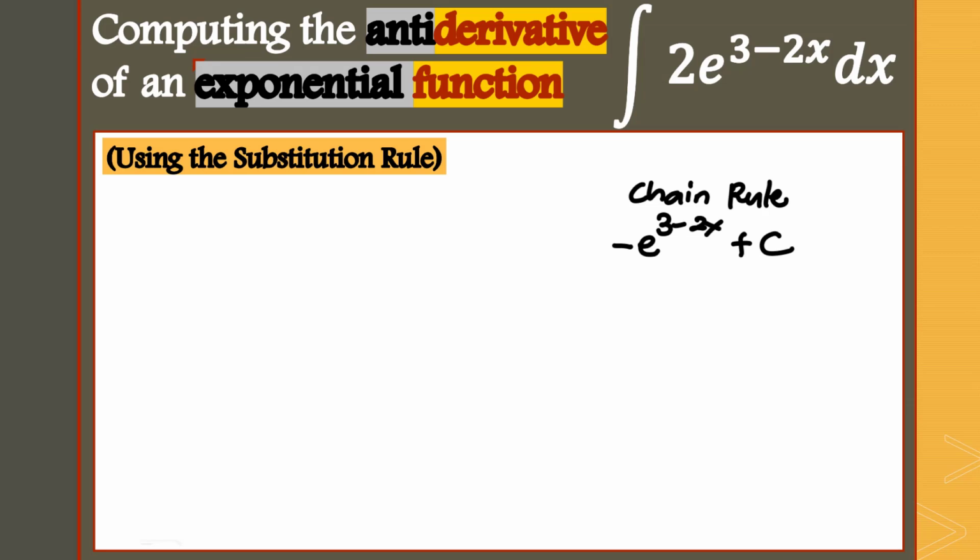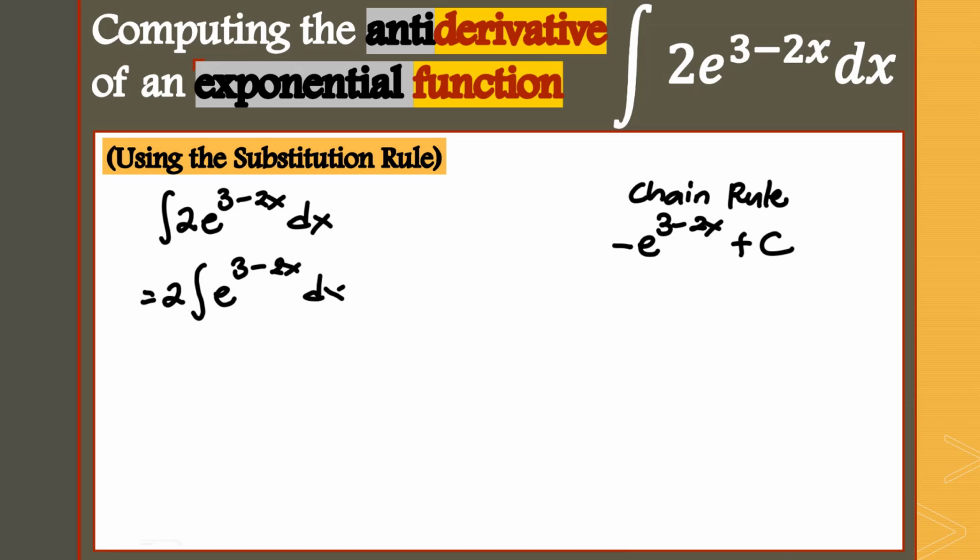Our given here is the integral of 2 times e to the power of 3 minus 2x dx. Take note that 2 is a constant multiple. You can take that out. You have 2 times the integral of e to the power of 3 minus 2x dx. Let's not include 2 in our substitution because it's just a constant multiple.